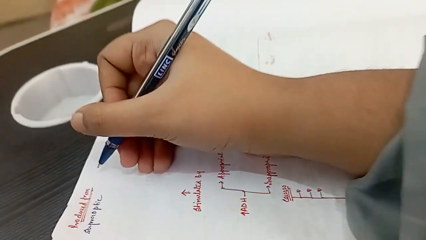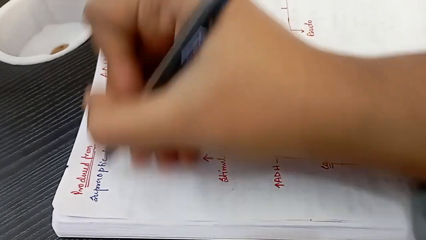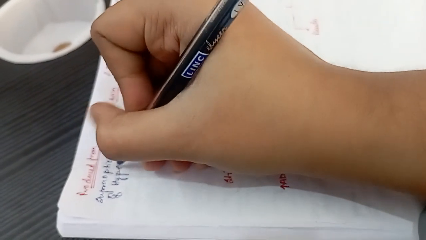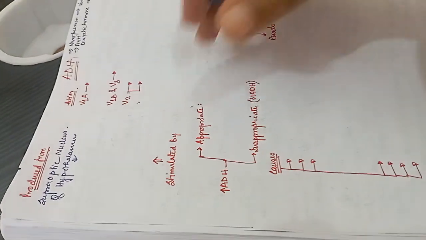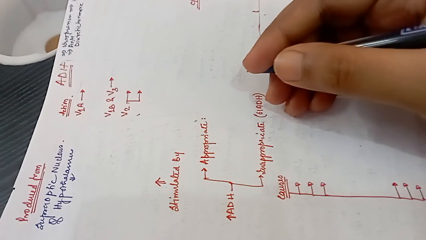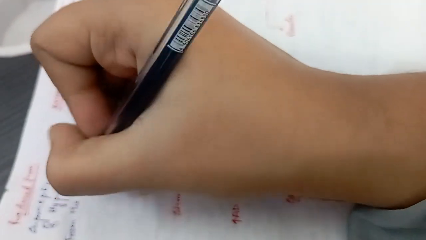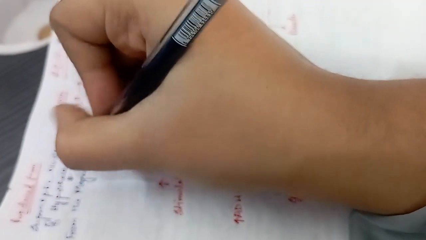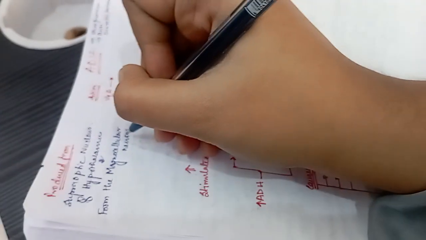It is produced from the supraoptic nucleus of hypothalamus from the magnocellular neurons.